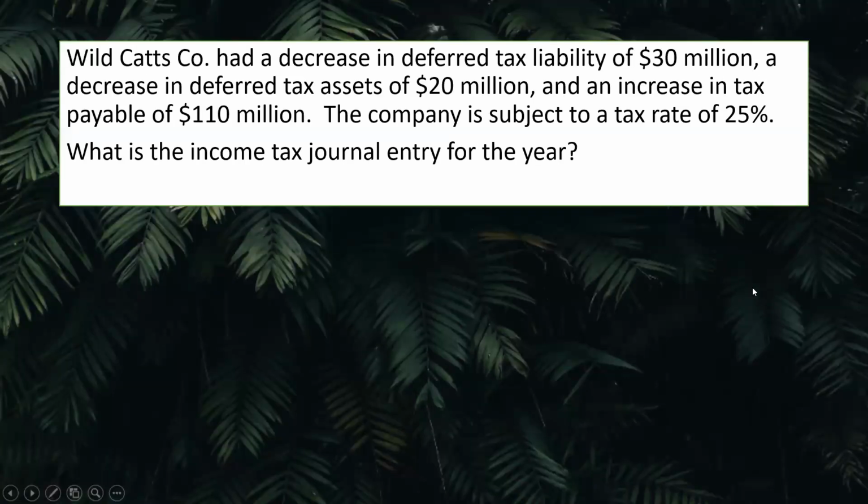All right, next question. Wildcat's company had a decrease in deferred tax liability of 30 million, a decrease in deferred tax assets of 20 million, and an increase in tax payable of 110. The company is subject to a 25% tax rate. What is the income tax journal entry for the year?